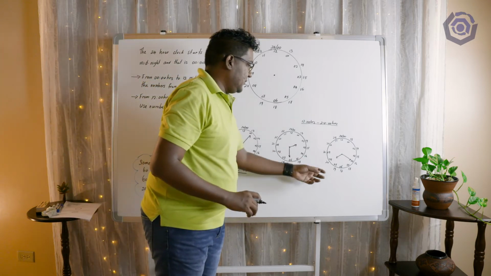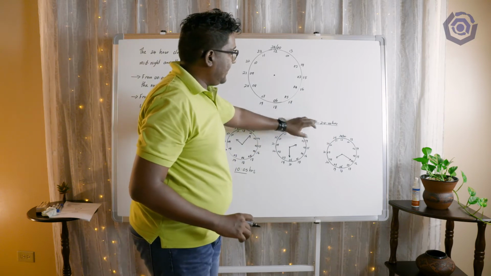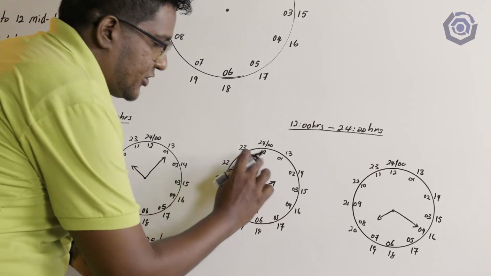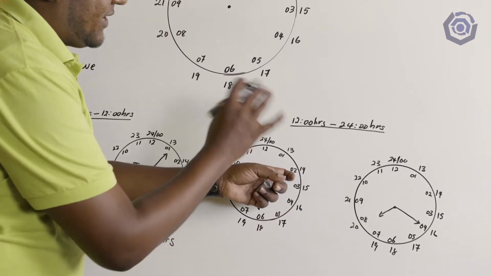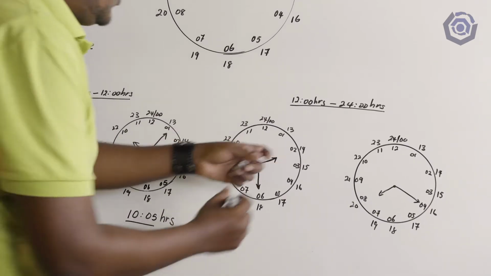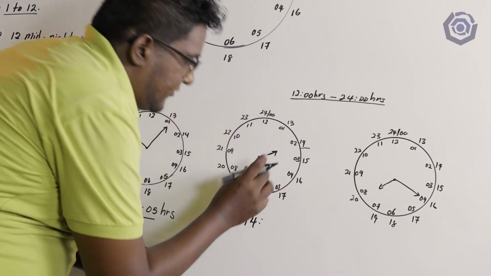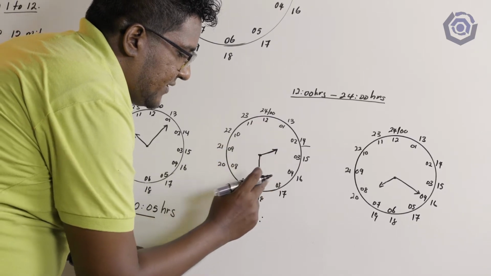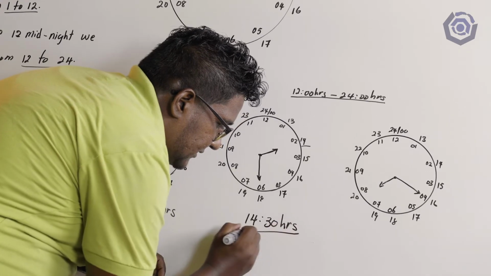Let's look at these two, which goes from 12 to 2400 hours. This is 12 midday to midnight. So the first one we have, our shorthand is at 2. Since we're going in the afternoon and we have to use numbers from 12 to 24, we now write this as being 14 for the hour, and the minutes is going to be 5, 10, 15, 20, 25, 30. So this is 14:30 hours.